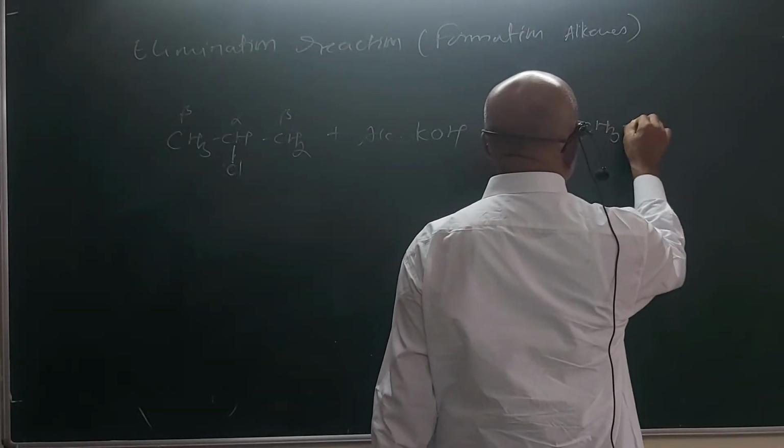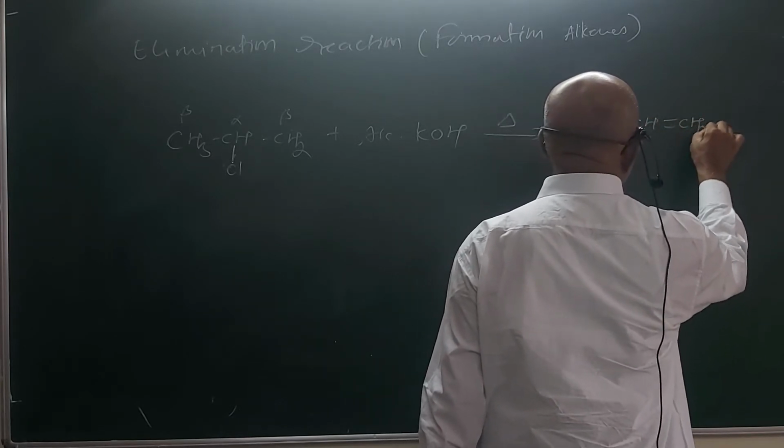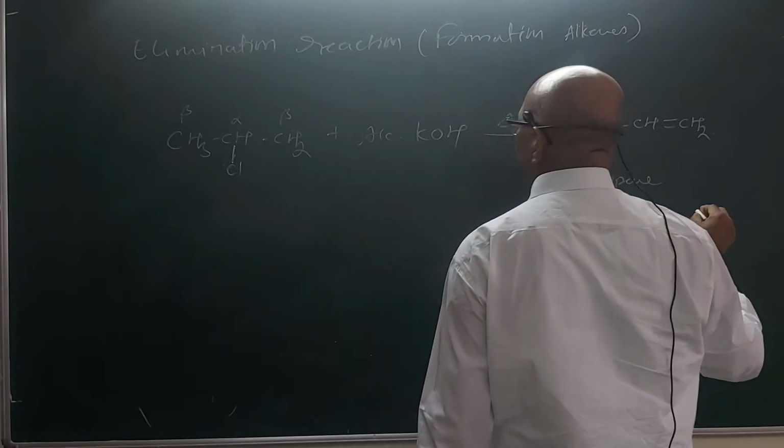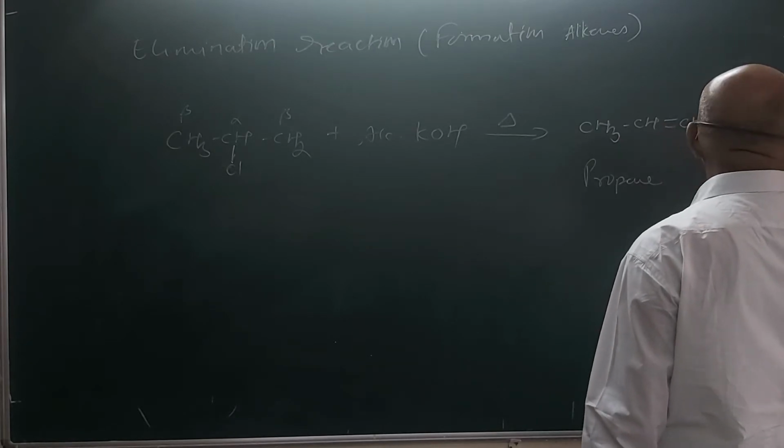The carbon here to which the halogen is attached is termed alpha, and this is your beta, and this is again a beta carbon. Here the elimination takes place in the sense that the hydrogen from the beta carbon and the halogen from the alpha carbon are eliminated, and you get the formation of CH3CH=CH2, that is an alkene, and here it is propene. Along with that, we get H2O plus KCl.